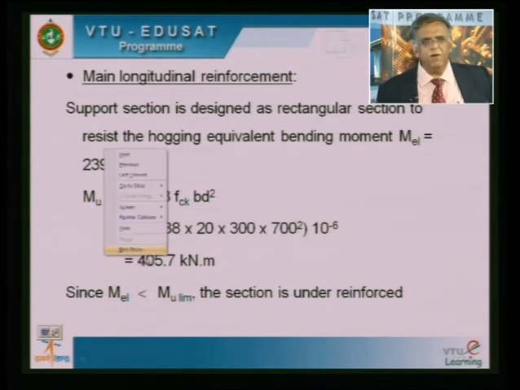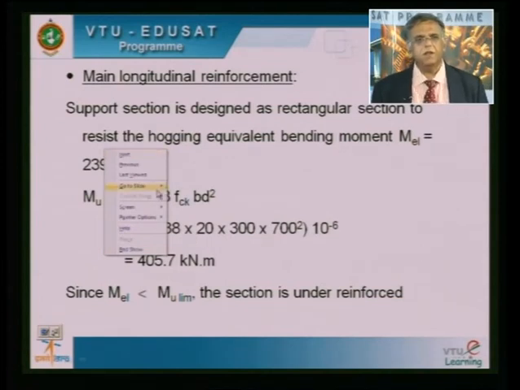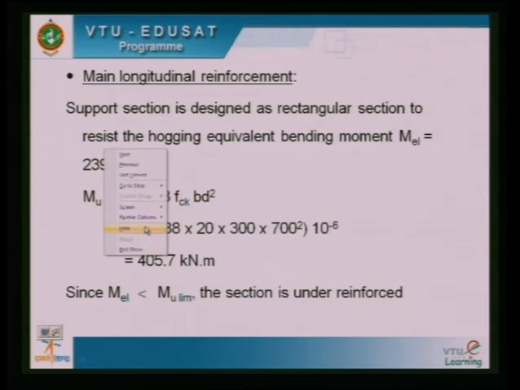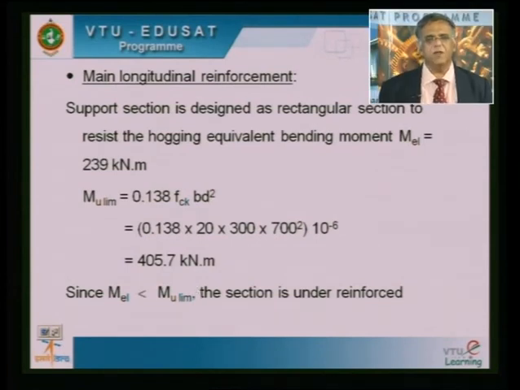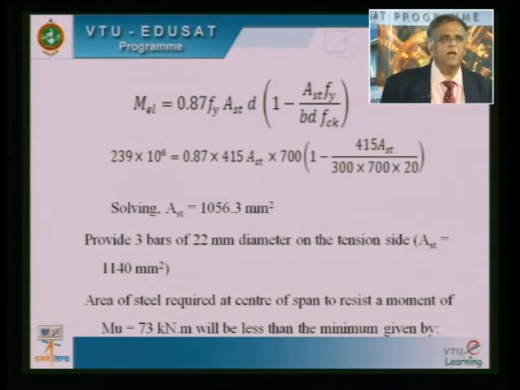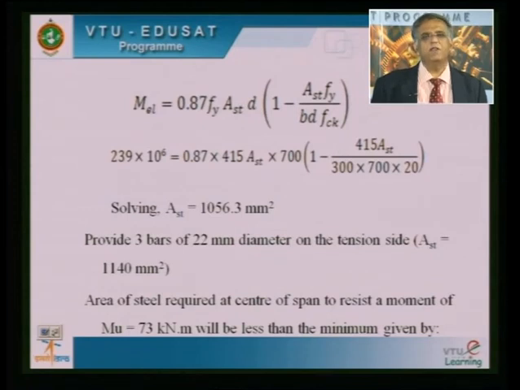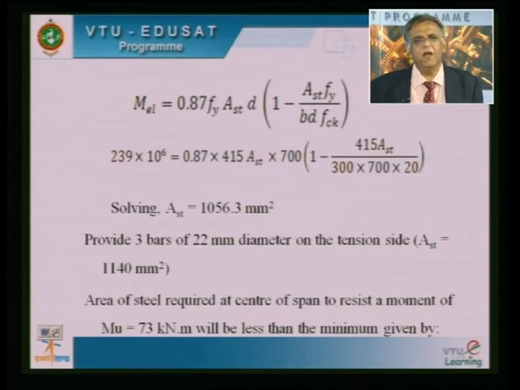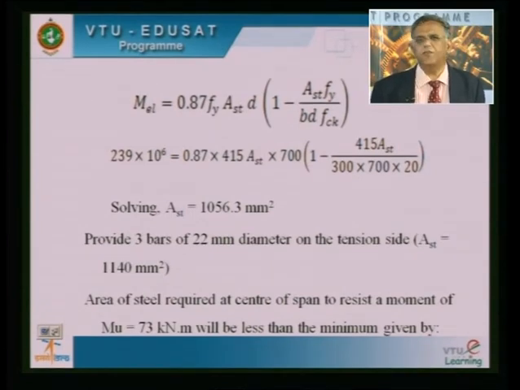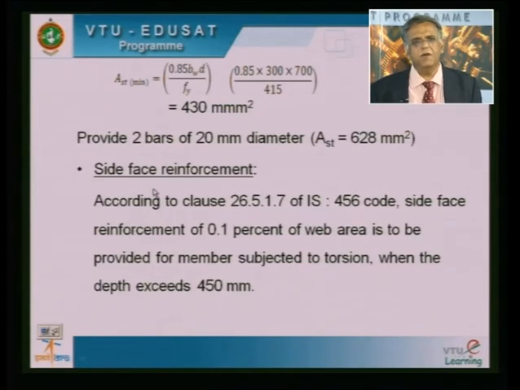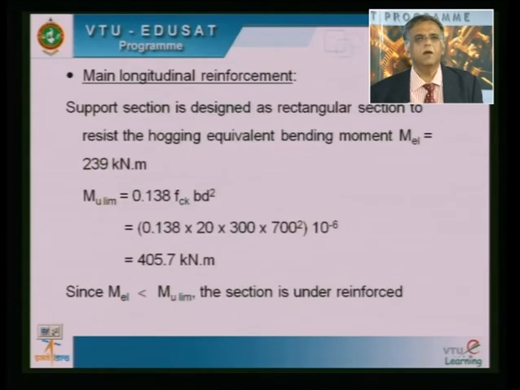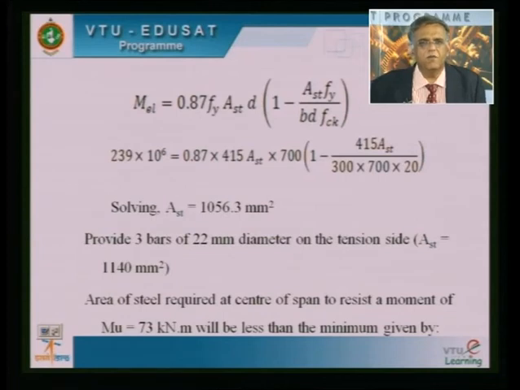I am going to compare this ME1 with MU lim. ME1 is lesser than MU lim, therefore it is an under-reinforced section. So for an under-reinforced section, I am going to calculate the amount of steel required using the equation in G-1.1.1b, and you also have to check the depth as usual, as we had done in the earlier problem. The amount of steel is 1056.3 mm square. Choosing 22 mm diameter bars, the number of bars is calculated and it is equal to 3.